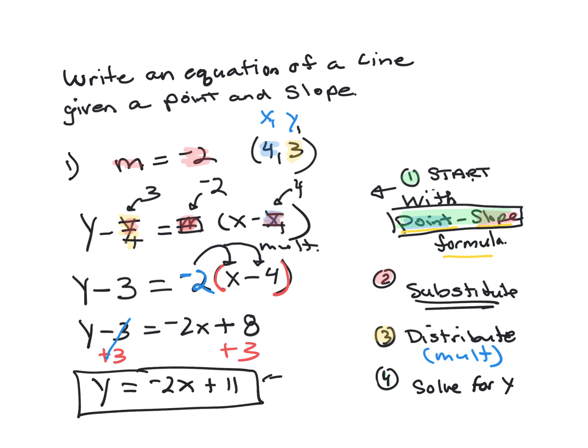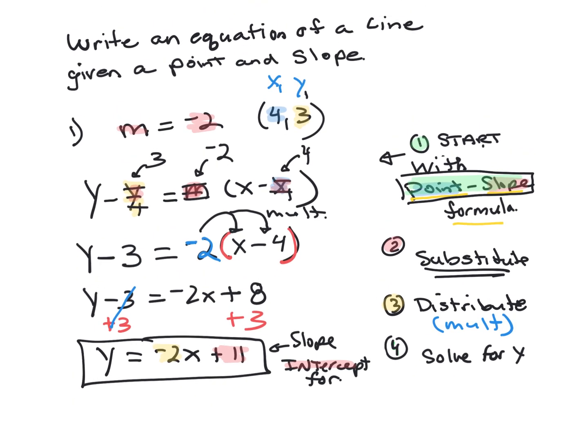And this is called slope-intercept form, which we are familiar with. And isn't the slope negative 2, and doesn't it cross the y-axis at positive 11, right? So the b is 11, which is where it crosses the y-axis. So remember, slope-intercept form is y equals mx plus b. And that's usually the form that we want.